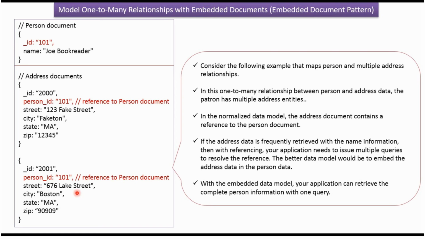So to avoid this, what we can do is embed this address data in the person document itself. And if you do that, then based on a single query, we can get person information and the related address information. We will see how to do that.